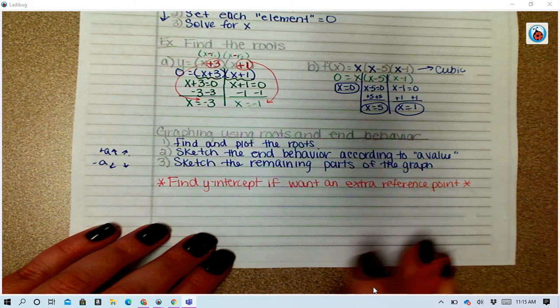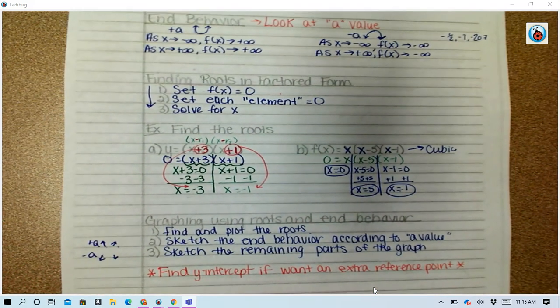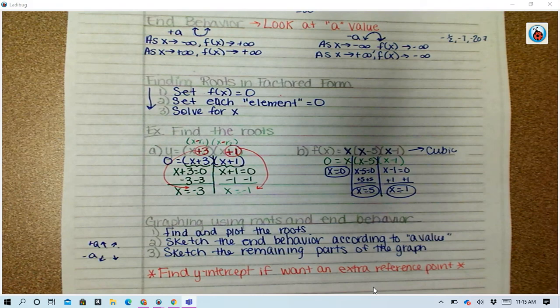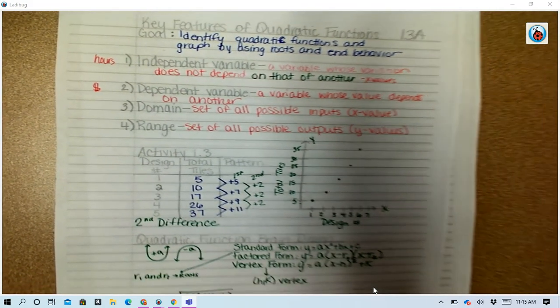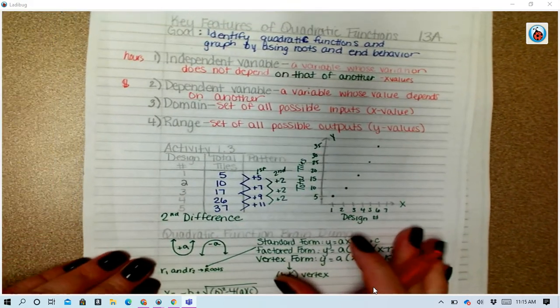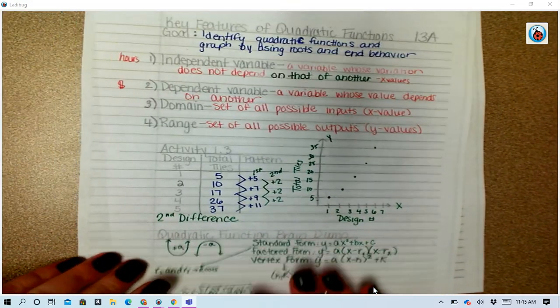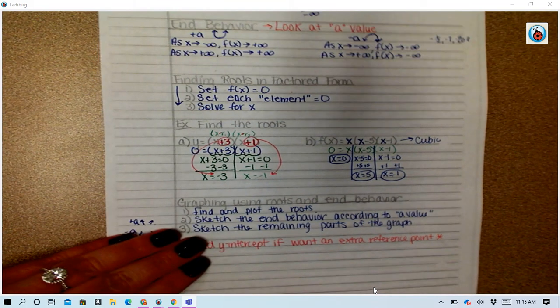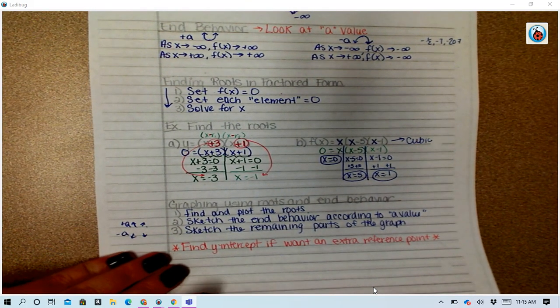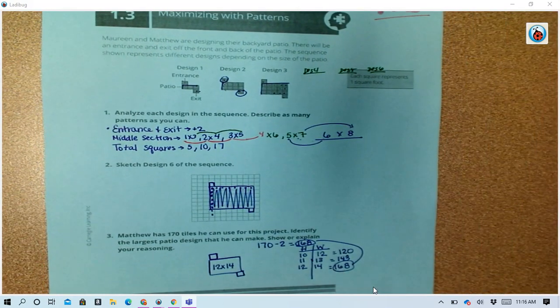And that should finish all of the notes for page 13A. So your front should look like this. Your back should look like this. And your workbook page should be titled 13B, and we only did the front.